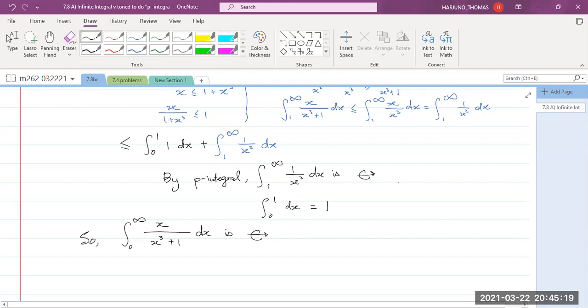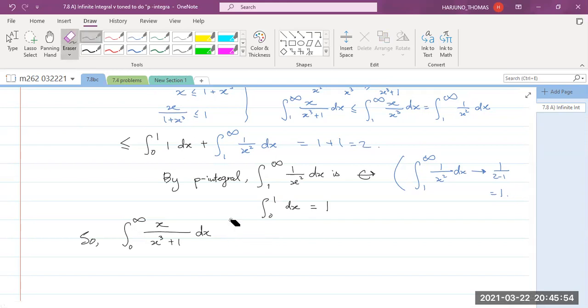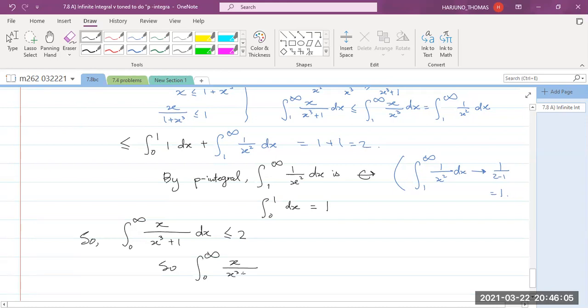In fact, we can say here, note that from the formula we have the integral from 1 to infinity of 1 over x squared dx is convergent to 1 over 2 minus 1. So we can say this is equal to 1 plus 1, which is 2. Okay, so this guy is less than or equal to 2. So this integral is convergent, bounded above by something finite. It is convergent.